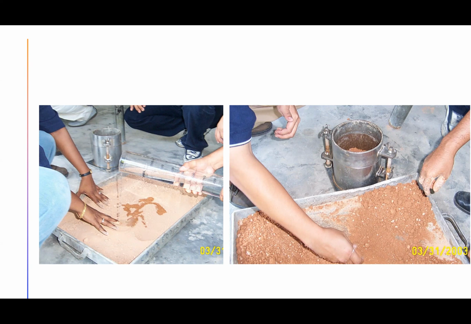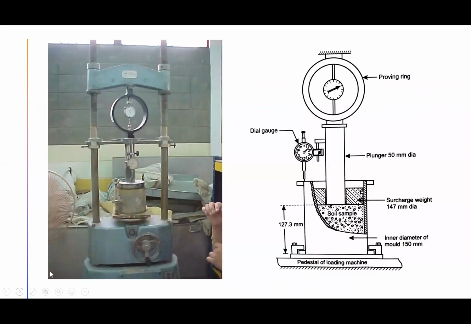Every portion will be put into the mold and compacted using the steel rammer with 62 blows for every portion. We repeat the same process for the rest of the 4 portions, so we have 5 layers of soil. Once we've done that, we move straight to the CBR machine.